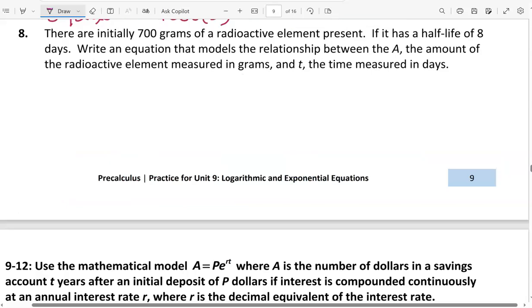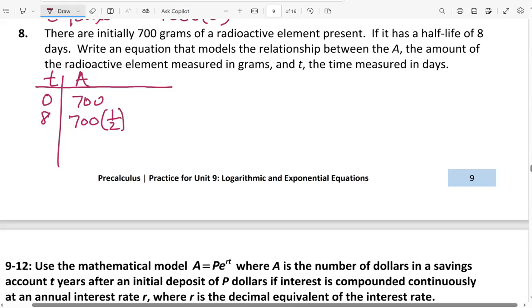Initially, there are 700 grams of a radioactive element present. So at t equals 0, which is measured in days, the amount of radioactive material is 700 grams. The half-life is 8 days. What that means is after 8 days, the amount of radioactive material is cut in half, or multiplied by 1/2.